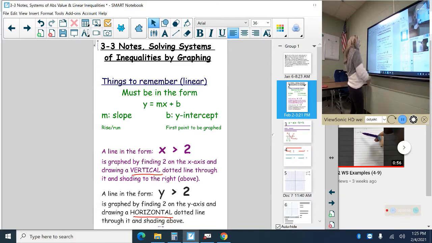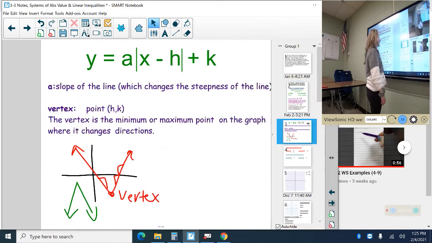And then when you have something in this form where there's no slope or an x value, this is just a horizontal line, and this one would be shaded above. That's just a reminder. We talked about that, but let's just remind ourselves.